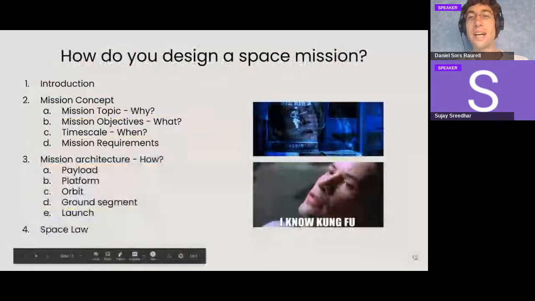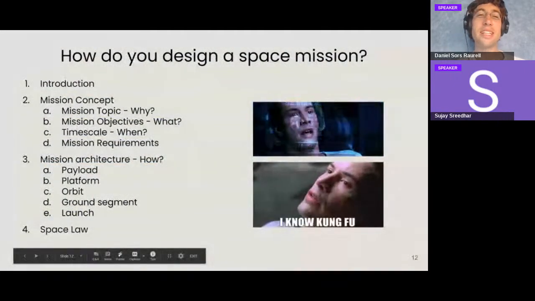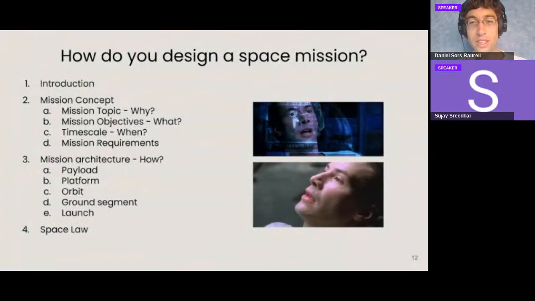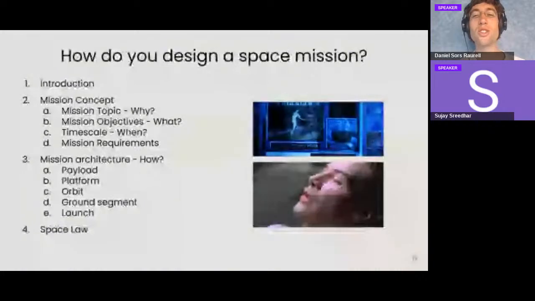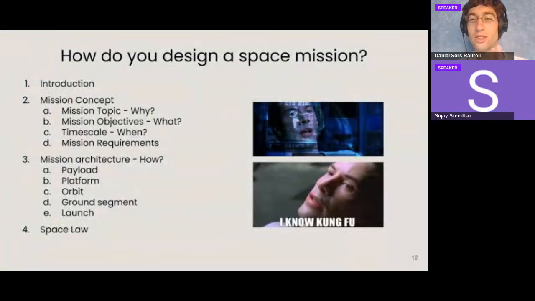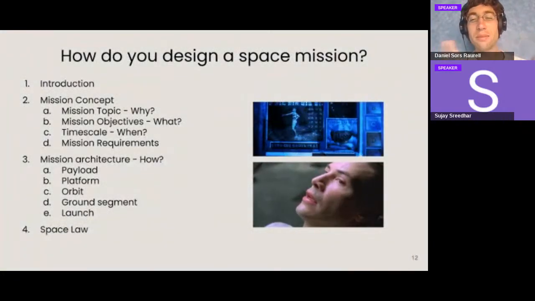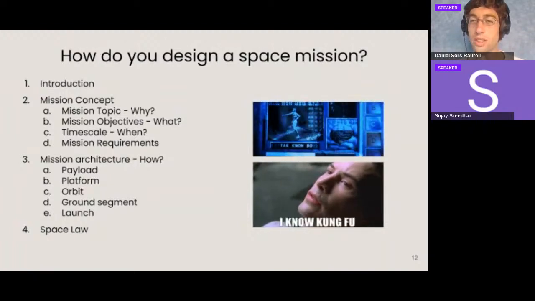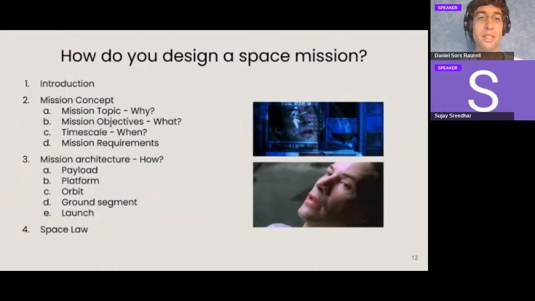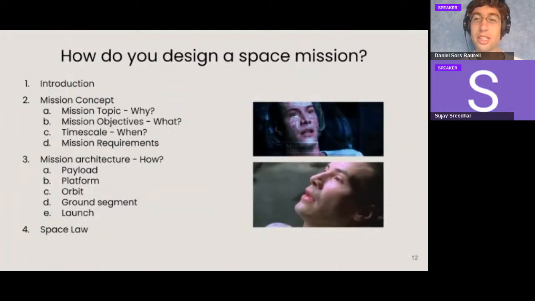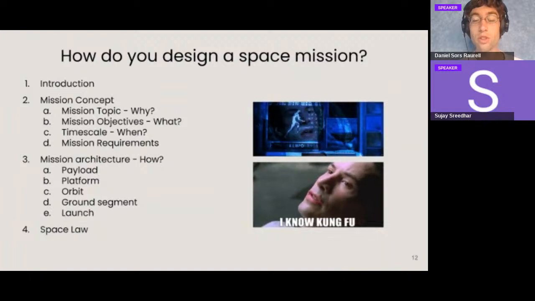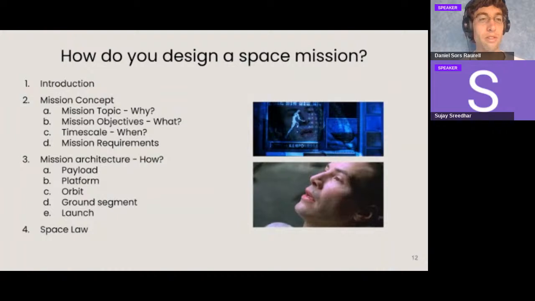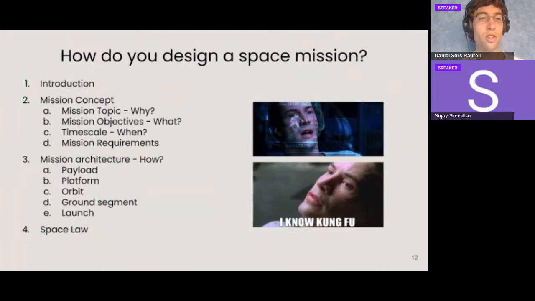So the purpose from our side for the next hour and a half, more or less, is, I don't know if you've seen Matrix, the movie, trying to transfer to you as many concepts, as many tools, as much knowledge as possible in how to design a space mission and how to use some of the tools that we use to design a space mission. So we're going to be following this table of contents, going from introduction through mission concepts.